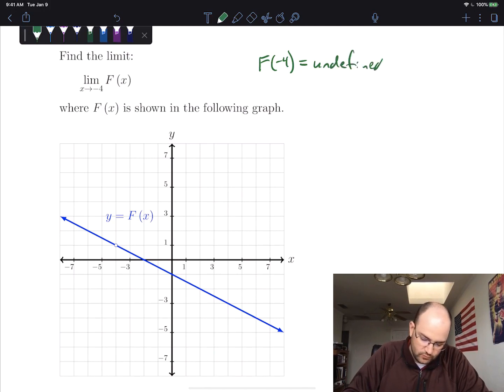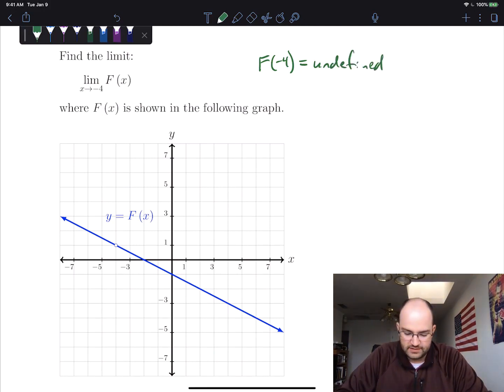I need to be a little bit more careful with my wording here, because does not exist specifically means that the limit itself does not exist. The function value is simply undefined at x equaling -4. So we have to be very careful with that.